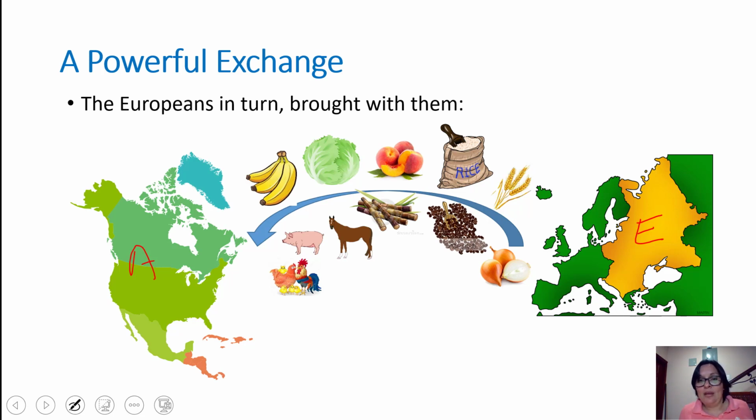from Europe to America. So this movement of food from America to Europe and from Europe to America, we call it Colombian exchange. So remember, the Colombian exchange was the movement of plants, animals, and food from America to Europe and from Europe to America. That is Colombian exchange.